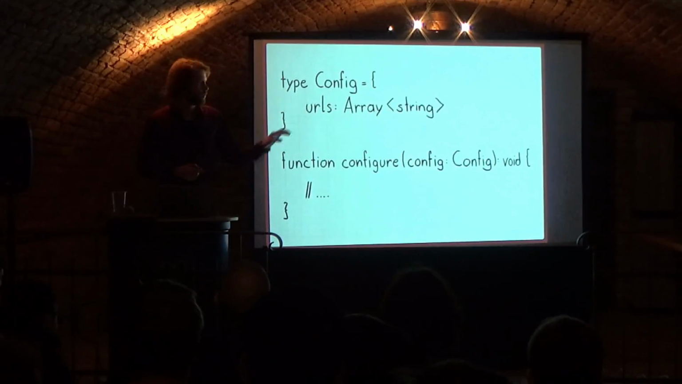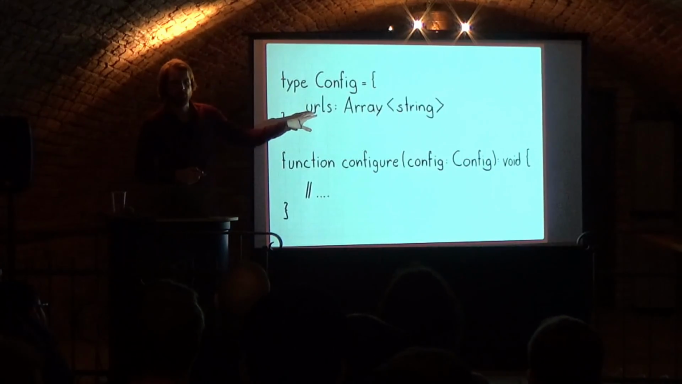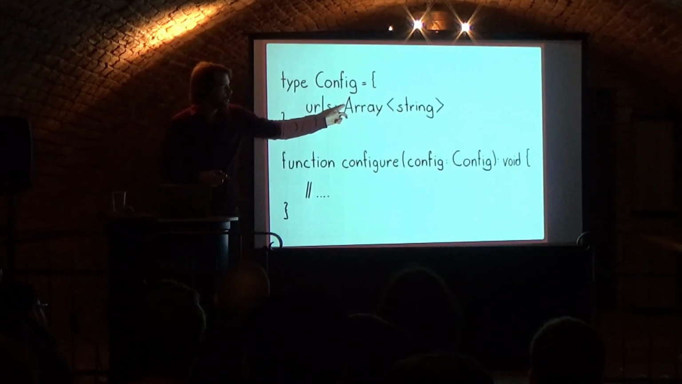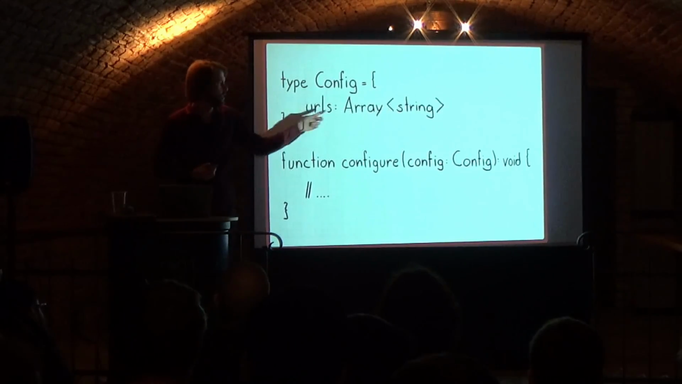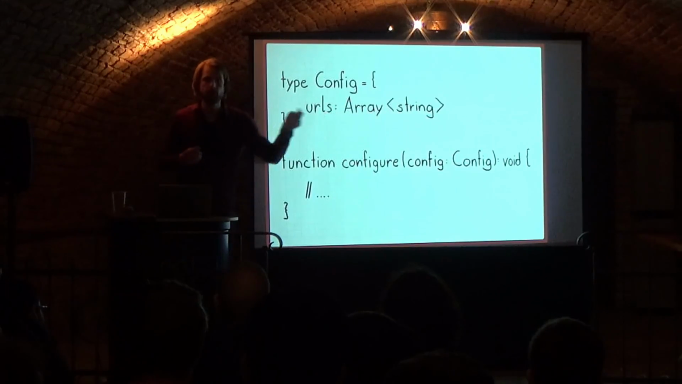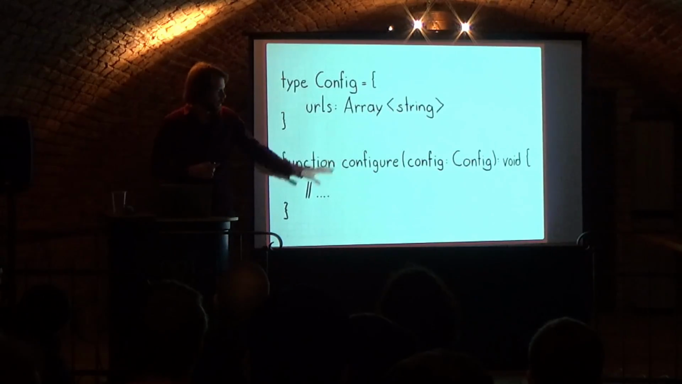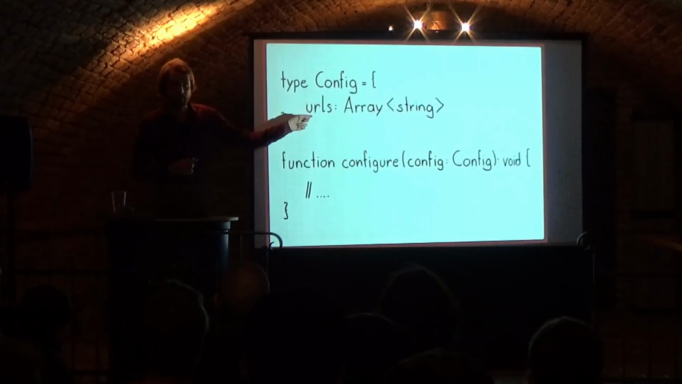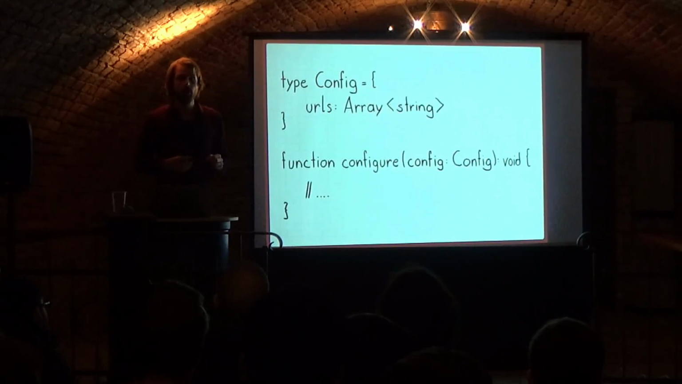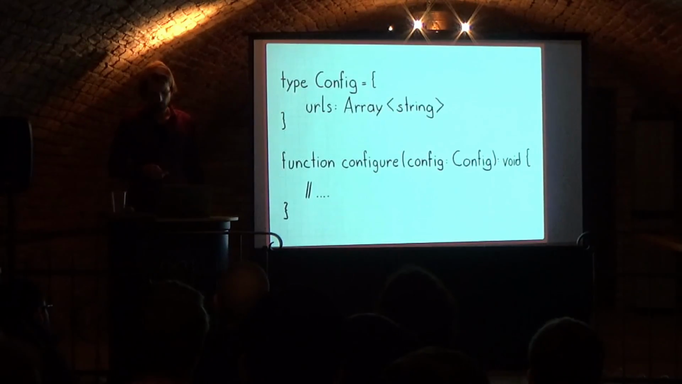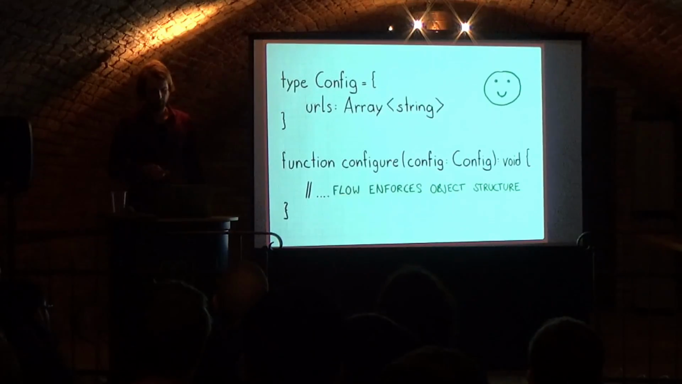That would mean this could also be undefined, so we are not required to put it into the config. We can also put a question mark over there, then it's a maybe type, then it can be null or an array of strings, so we can really concretely say how the object should look. And inside the configure we can now safely use URLs, because the static type system tells us if you try to pass in an object which is not valid. So this is really good.